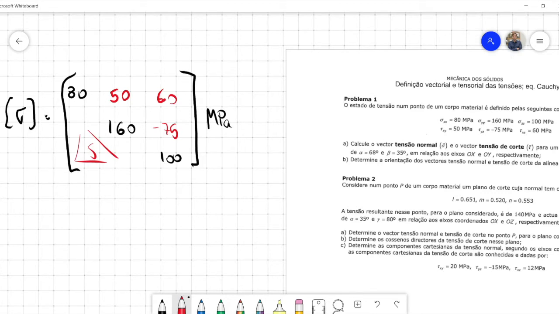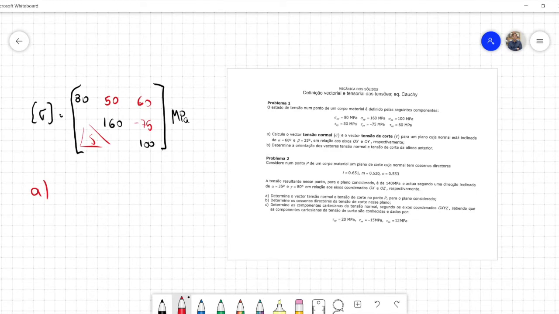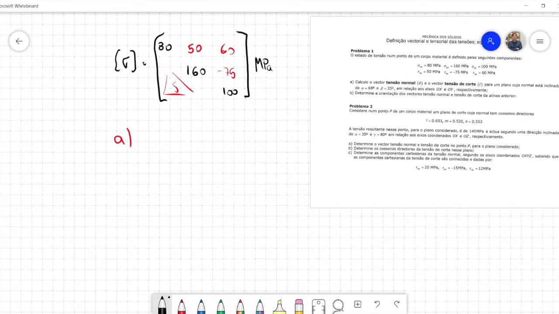And then what's asked of you in question A is to calculate the two vectors, normal and shear vectors, that come from the definition of the vectorial resultant stress. So I will make the same drawing you saw in the theoretical class.